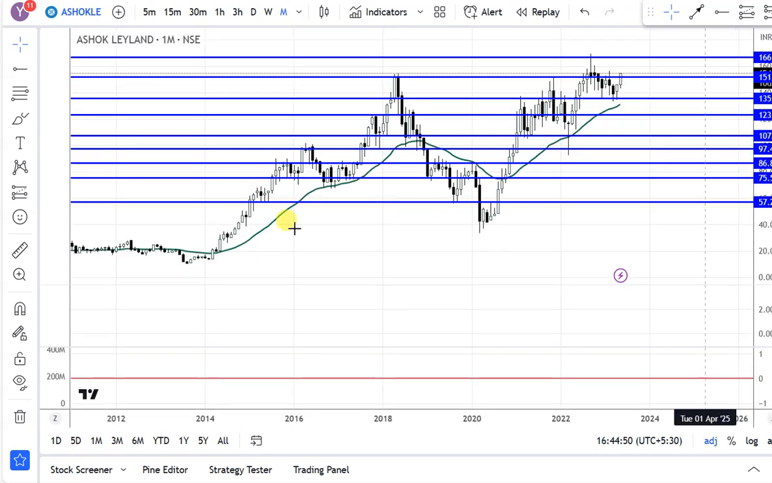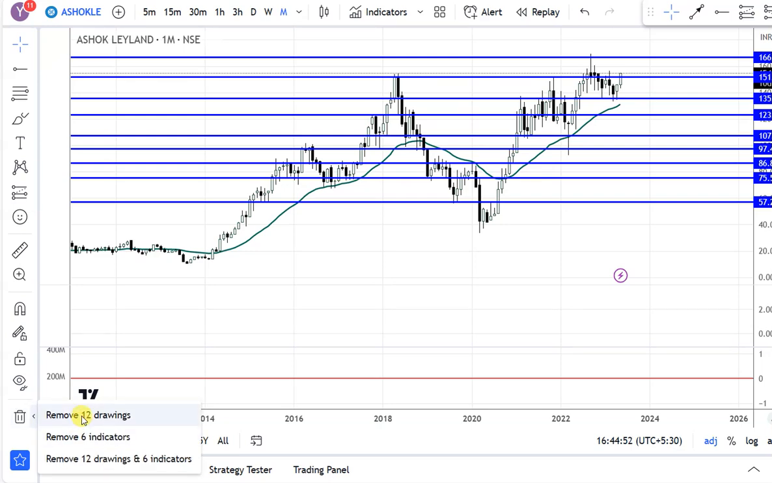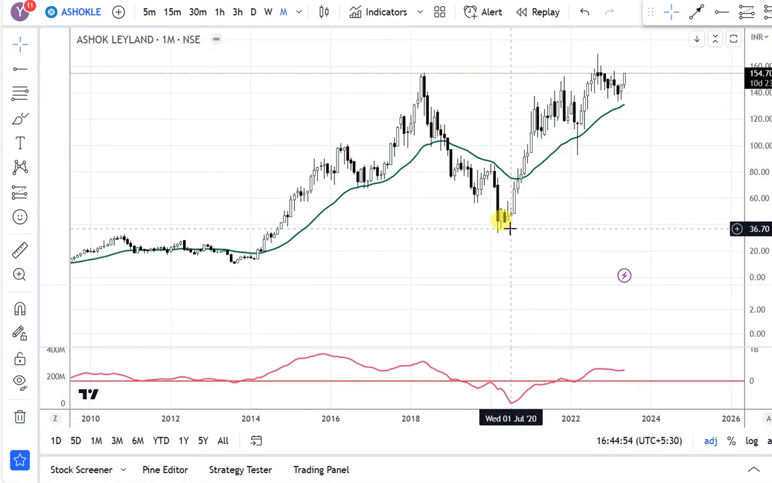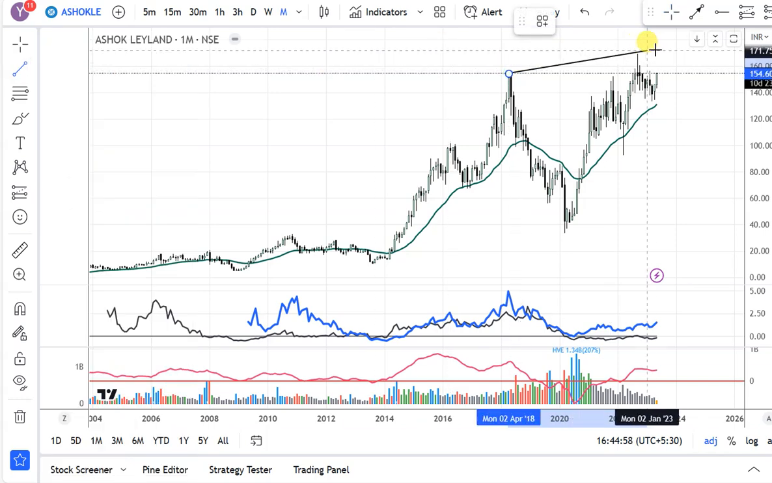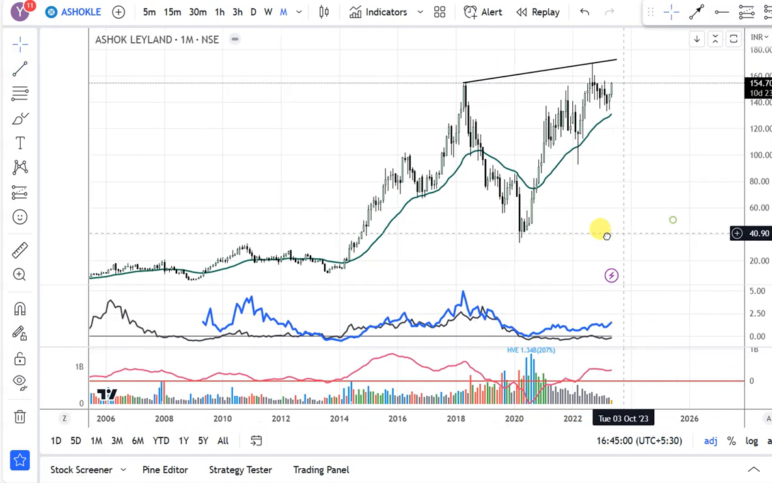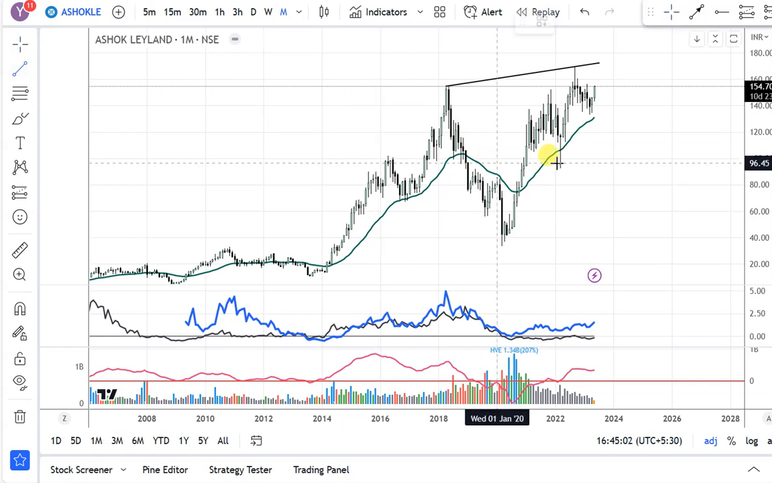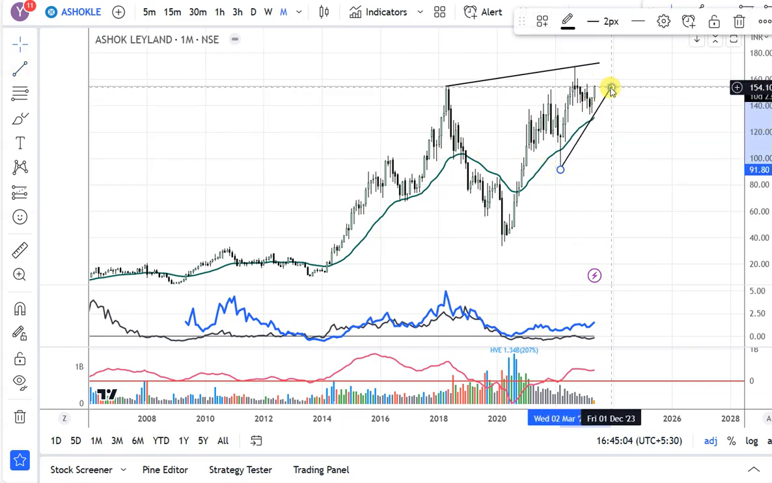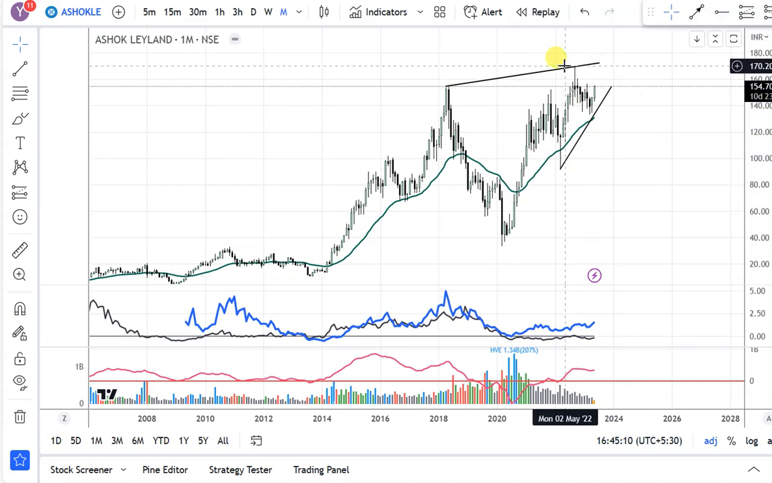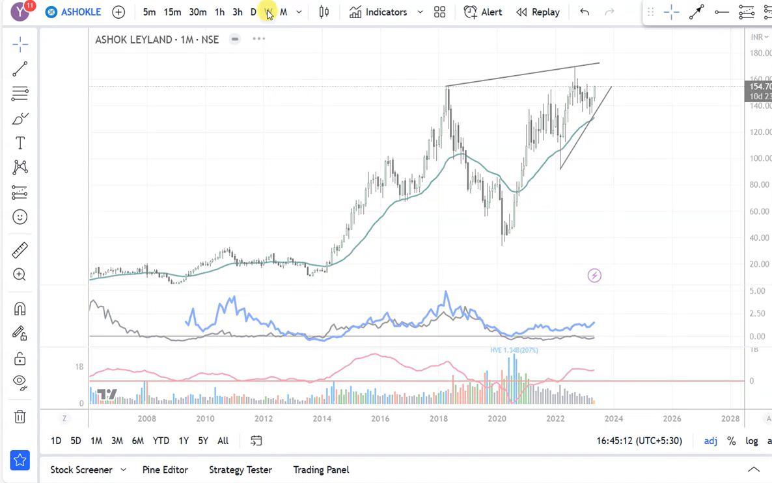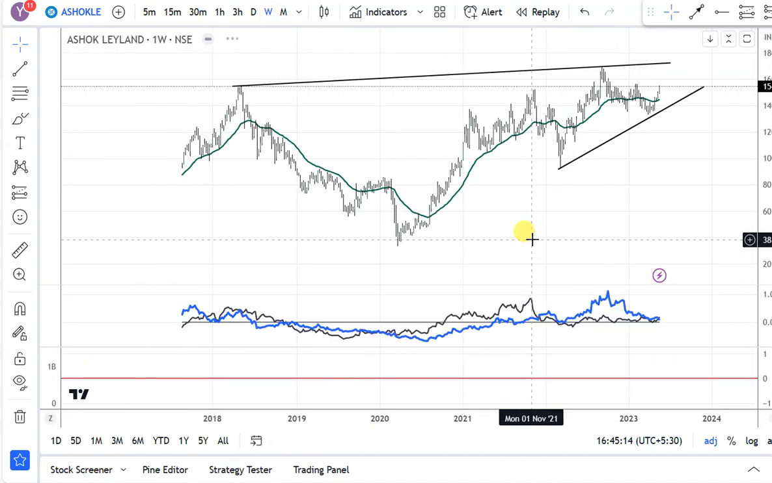Right now, if you see, Ashok Leyland has been stuck in this range. So what we'll do is we will wait for Ashok Leyland to give a closing above this, what do you say, 170. Let us go down to the weekly time frame and find out if something is happening or not.